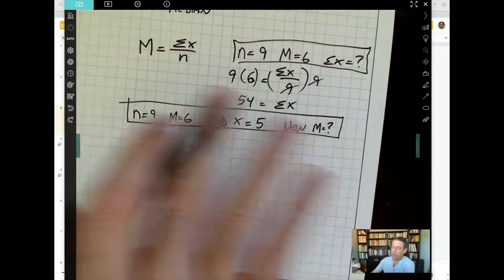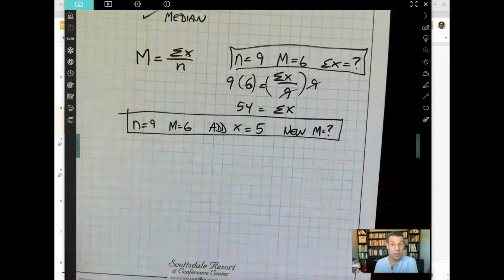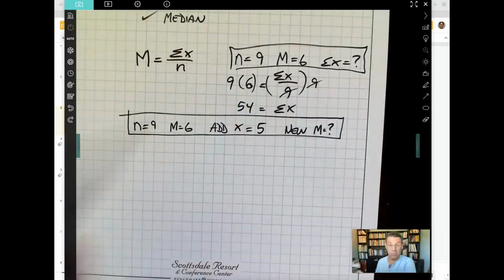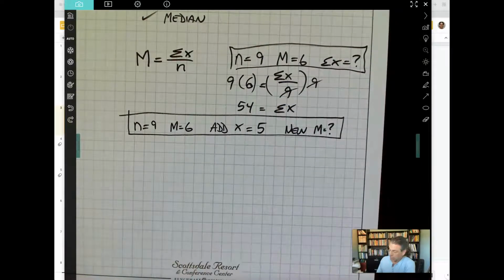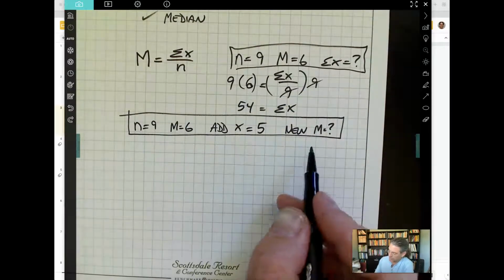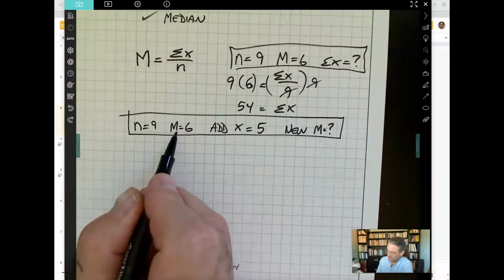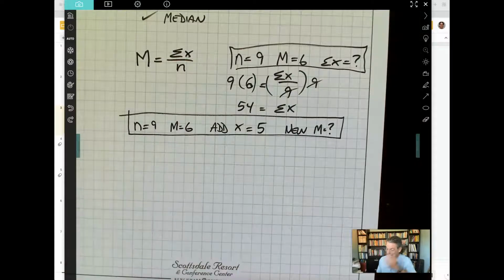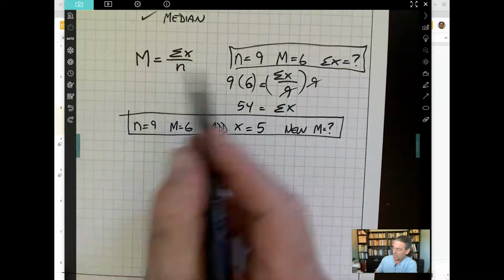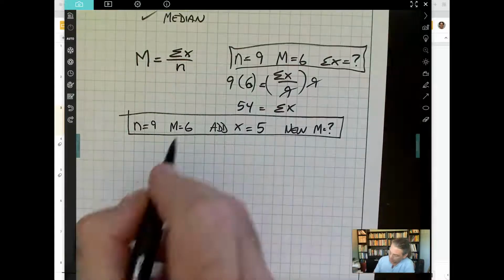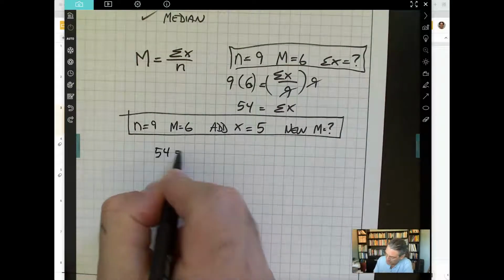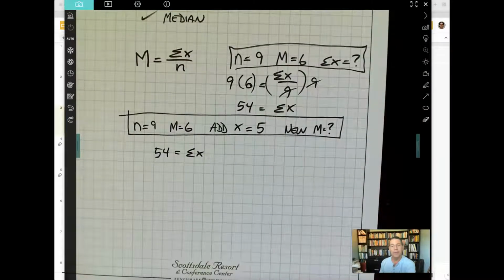So again, we already did part of this. That was part of the setup in the problem set, is okay, well, some of this you've already done. But again, you can start with this: okay, so we're looking for a new mean, but I have a mean already, I have an n, and if I'm not really sure what to do, again, I can do what I did up here before, and I find that my sum of x is 54, okay?